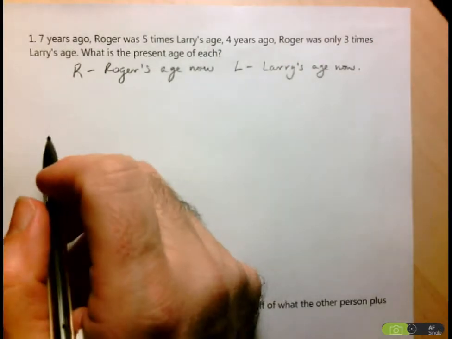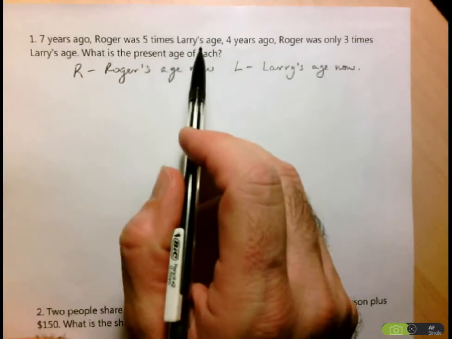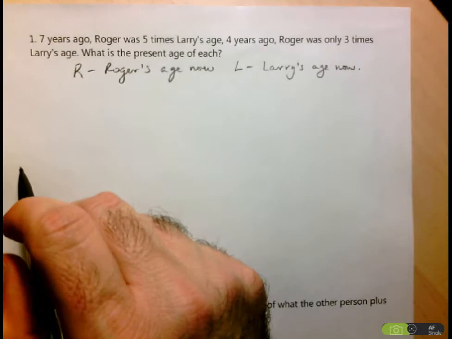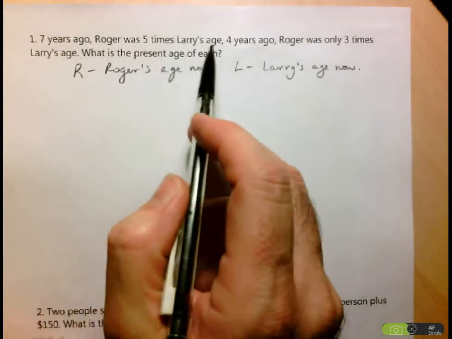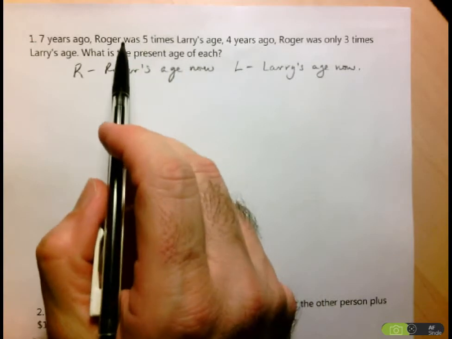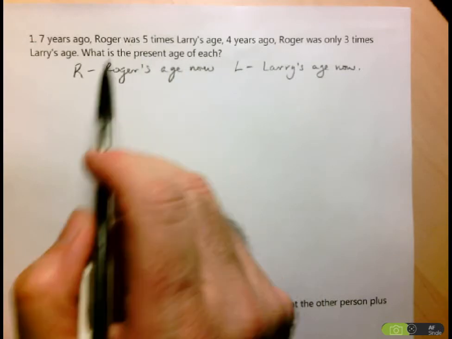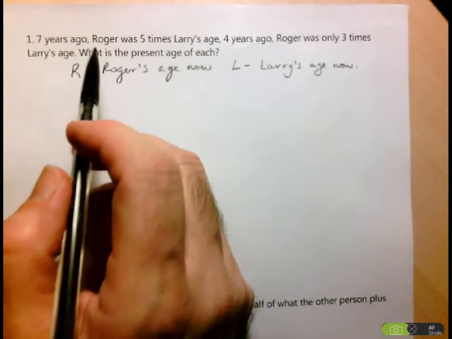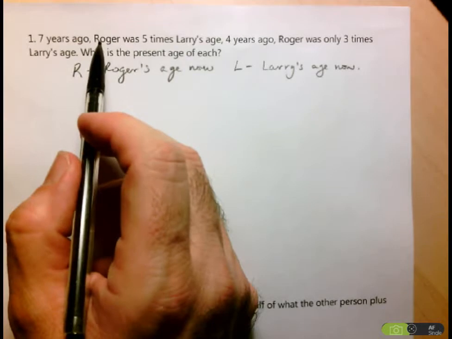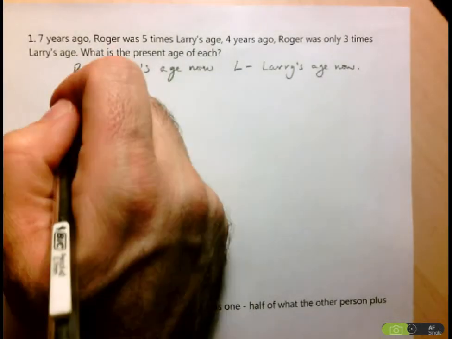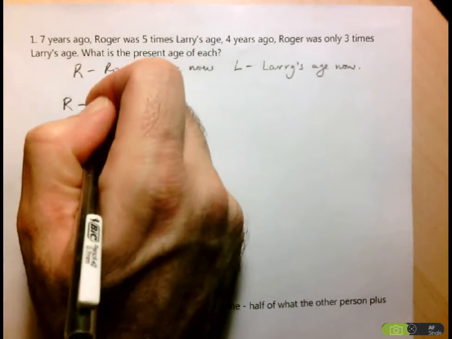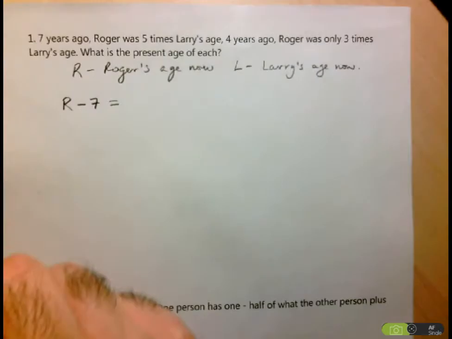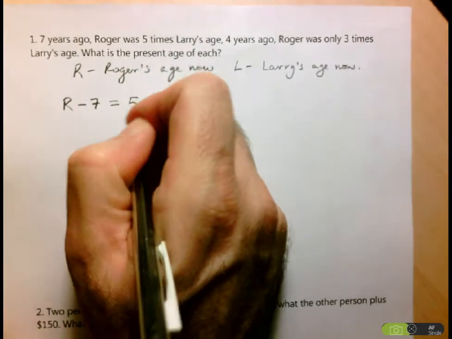Okay, the next thing I have to do is set up equations, and I do that by taking these sentences and translating them into mathematical symbols. So 7 years ago Roger was 5 times Larry's age. This word "was" is going to be like your equal sign. It says Roger is, the price is, that's your equal sign. Here, Roger was. So we're talking about Roger's age, but not Roger's age now, but 7 years ago. So I'm going to take Roger's age now and subtract 7. So Roger 7 years ago was, so equals 5 times Larry's age.